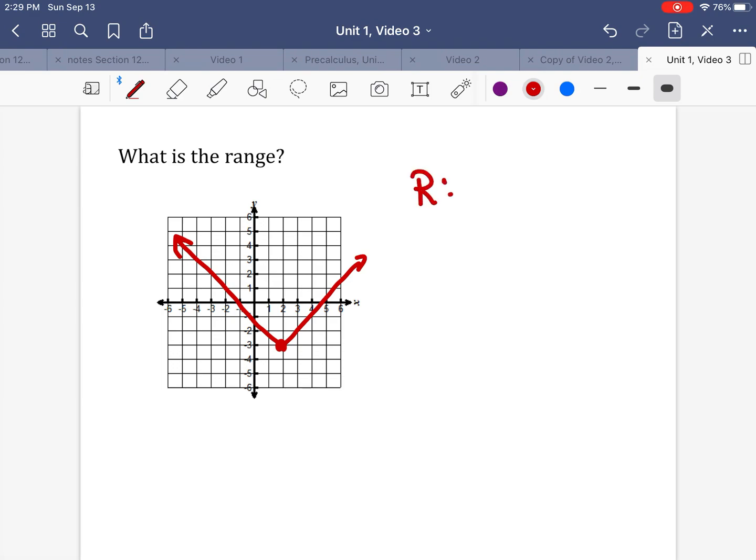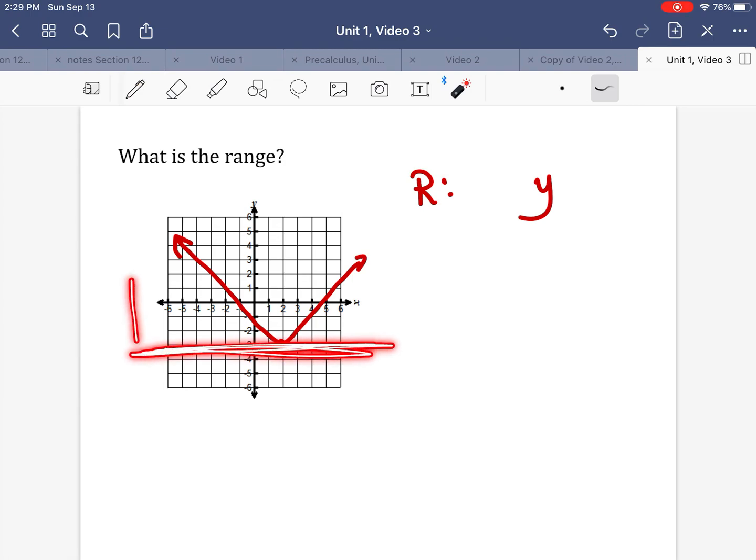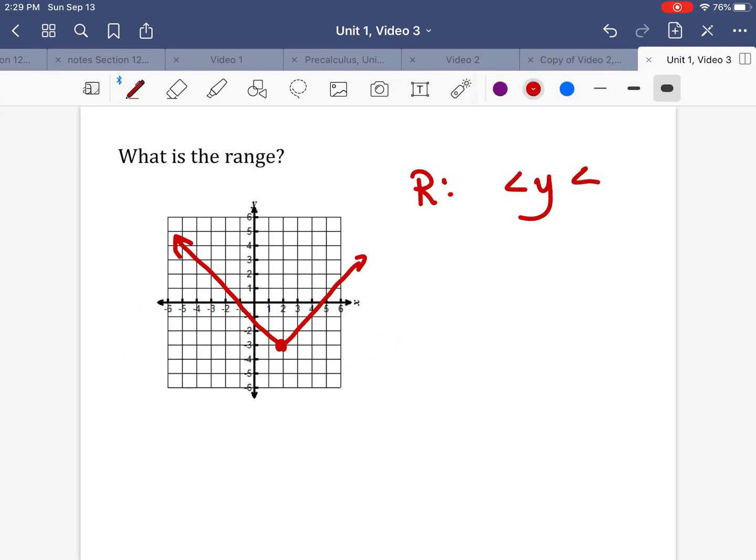All right, so hopefully for the range, you put a y here, and you looked at it and you said, well, the lowest place on the graph is -3, and then it just goes up forever. So for your range, you wrote it's between -3 is the low place and infinity is the high place, and it's touching -3, so you put an equal bar, hopefully.